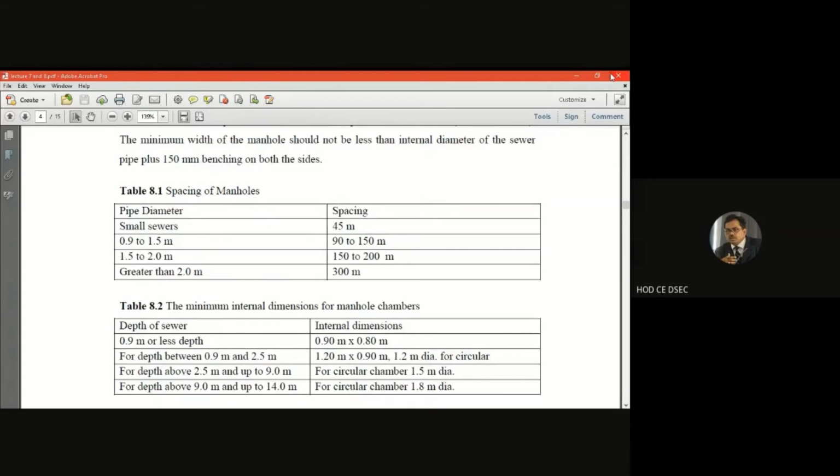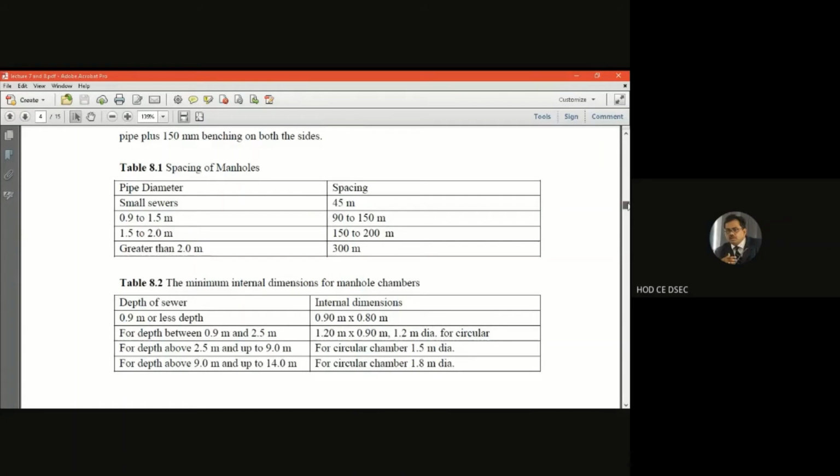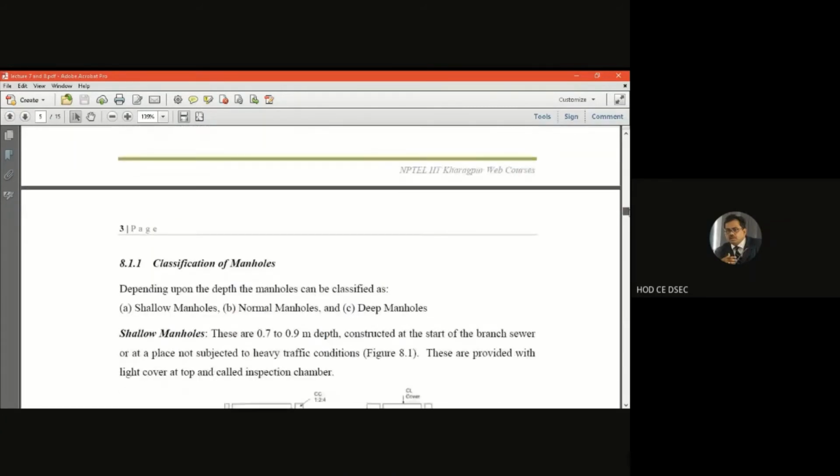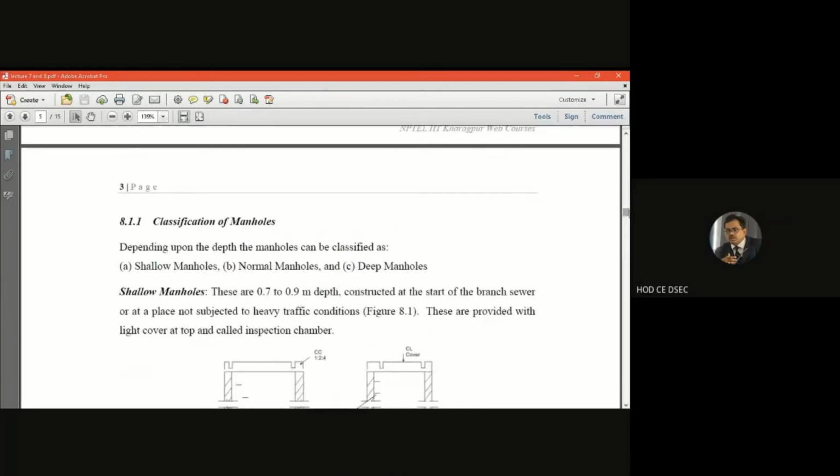So these are the designer guidelines of the manhole regarding the spacing, regarding the internal spacing. A standard guideline at what spacing the manhole has to be provided on the sewer path, and what will be the inside dimension. A general guideline I have just given you, my students, that you have to follow as per the CPHEEO manual and IS code also I have mentioned.